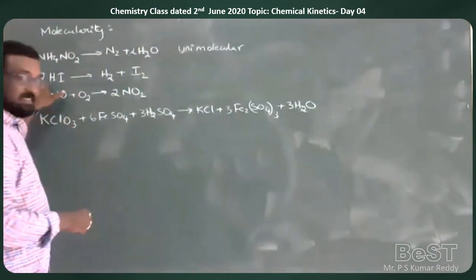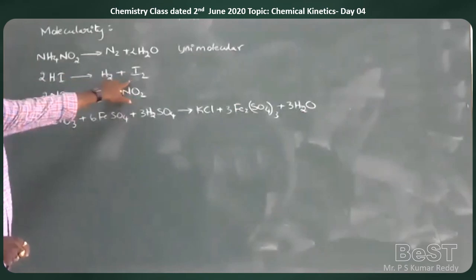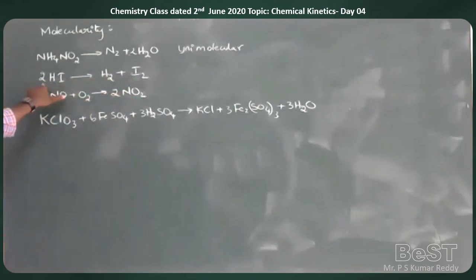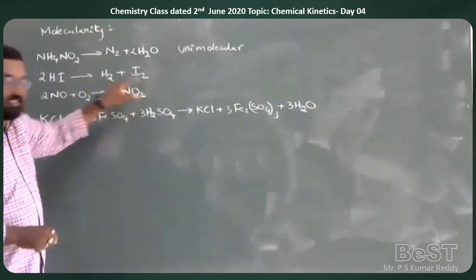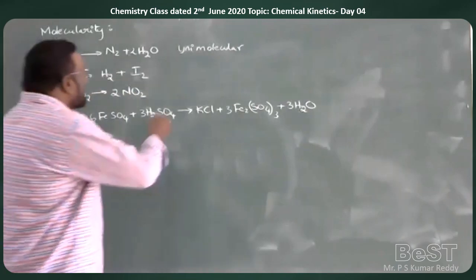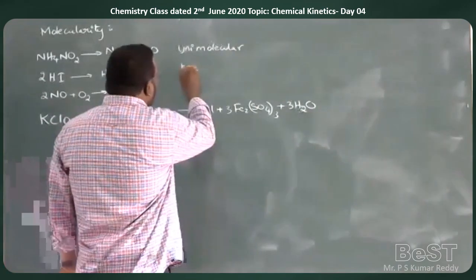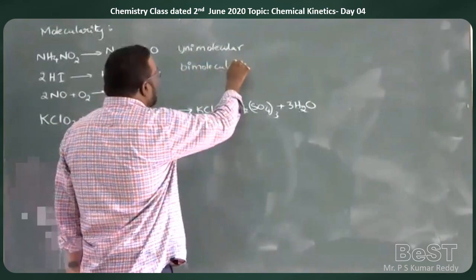In the same way, in the second equation, 2HI gives rise to H2 plus I2. Here, two molecules of hydrogen iodide are decomposing into H2 and I2 respectively. That means two molecules of HI, so molecularity is 2. Then it is called bimolecular.